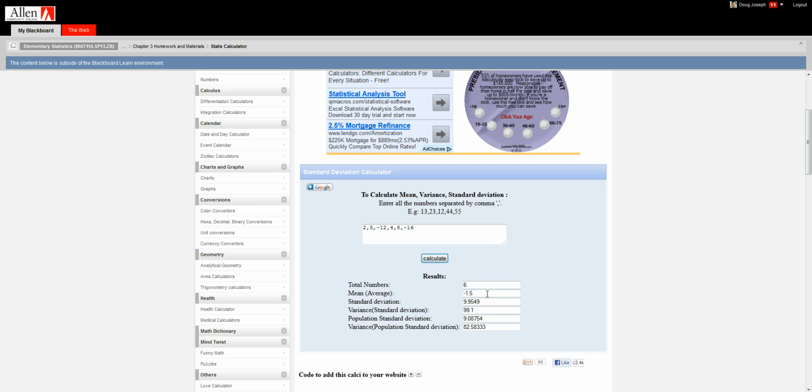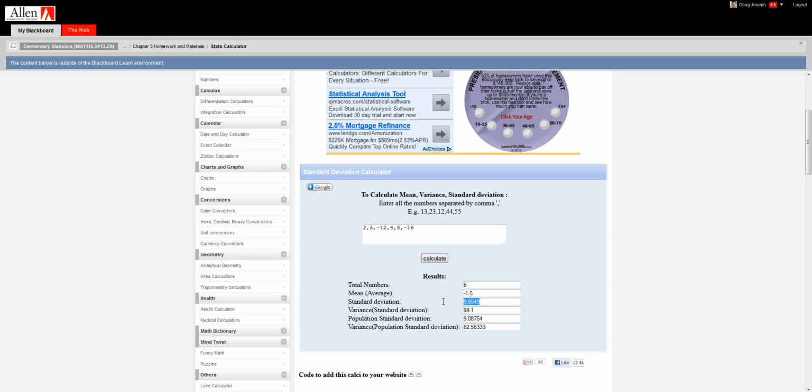This gives you the following results. It tells you how many numbers are in the data set. It tells you the mean. You do not want to use the word average. You want to use the word mean. Use the correct terminology. It also gives you the standard deviation, the variance, population standard deviation, and the variance of the population. Very important that you don't get the standard deviations and the variances confused.